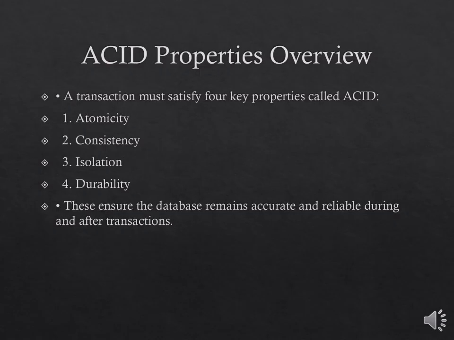Next, ACID properties overview. To maintain data reliability, every transaction must satisfy four properties known as ACID. A for atomicity, C for consistency, I for isolation, and D for durability. This ensures the database remains accurate even when multiple users or transactions are working together.